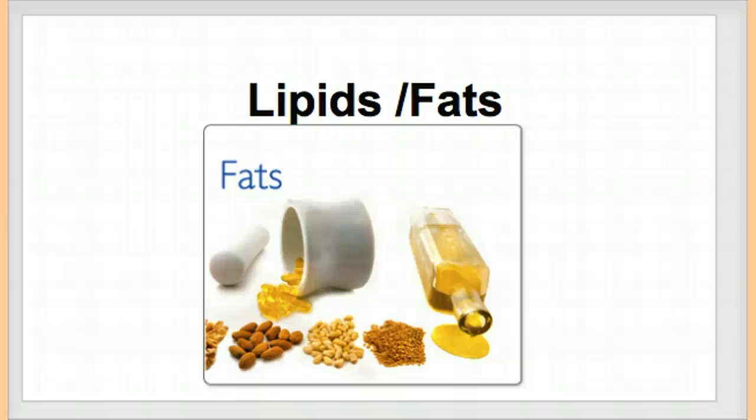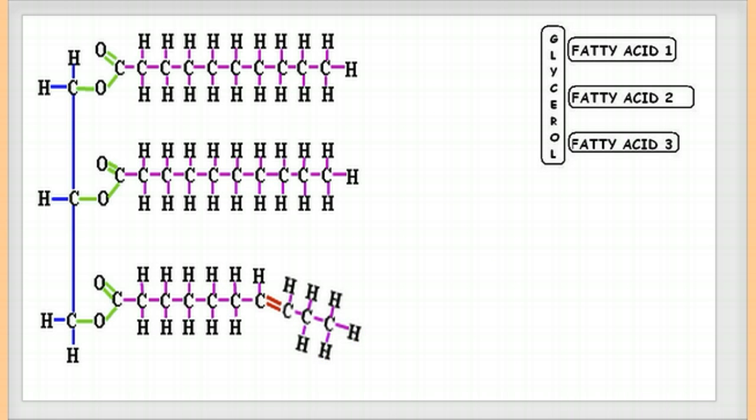Let's talk about fats or lipids. Fats or lipids are found in foods such as nuts, oil, margarine, butter, meat. These are foods that contain a high fat content. How do fats look structurally?